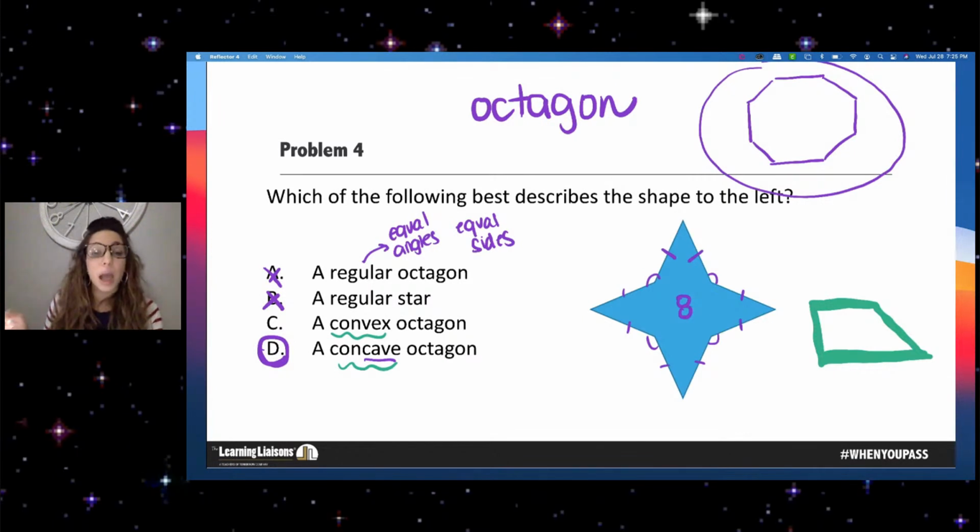Yes, let's talk about trapezoid while I wait. This is a trapezoid. Why? Because it has exactly one pair of parallel sides. This side, I'm going to switch colors for you. This side is parallel to this side, which makes a trapezoid a trapezoid. So we could call this a trapezoid.